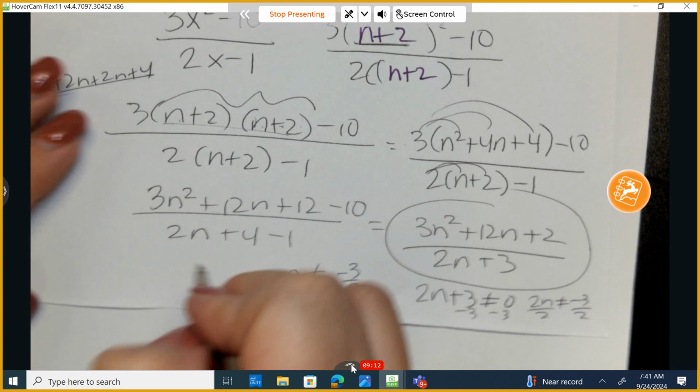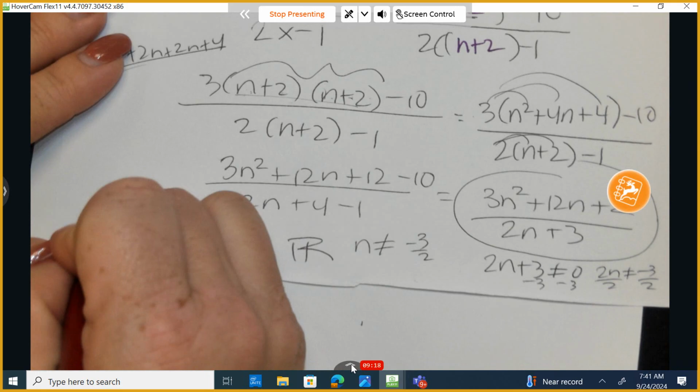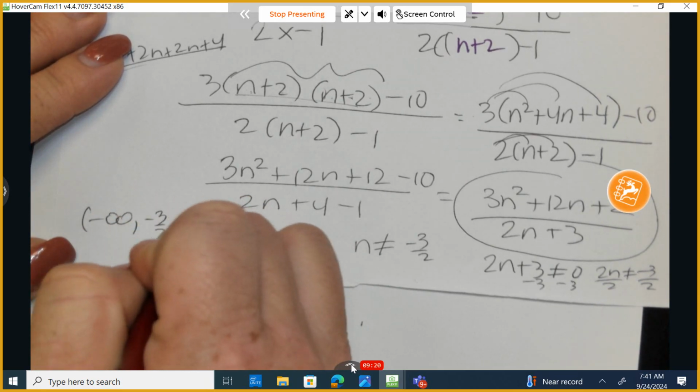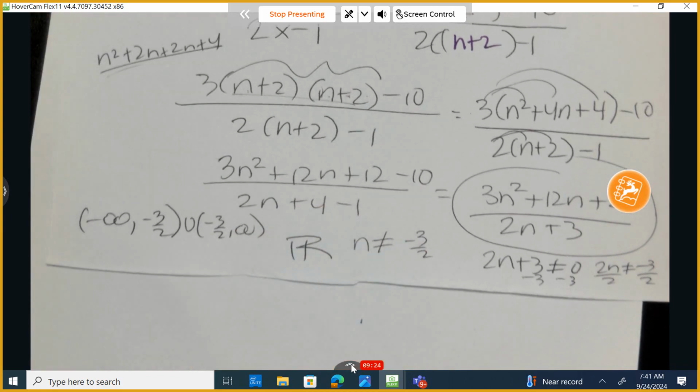So all real numbers except n cannot equal negative 3/2. That's one way to write it. Another way would be negative infinity all the way to negative 3/2, we cannot include it, and negative 3/2 all the way to positive infinity.